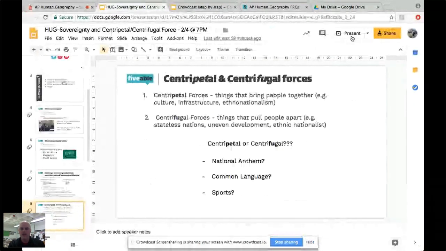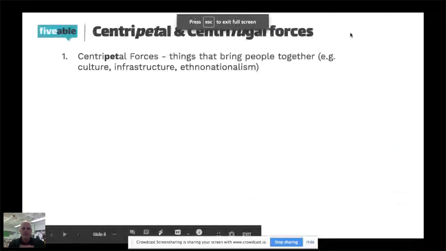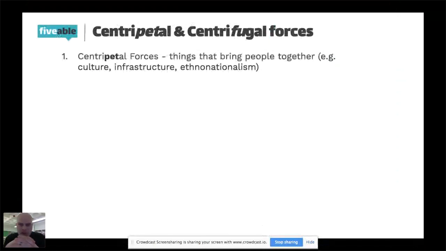Boom, we didn't even get to centripetal and centrifugal forces. So let's do this. Centripetal forces are the forces that bring people together. They bring countries together, they join them in. Notice I bolded three letters there, P-E-T. It's like a pet, something that you want to bring close to you.